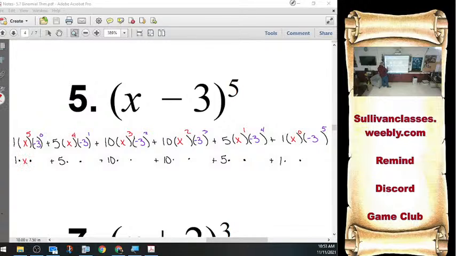Okay, I know that this is just x to the 5th, x to the 4th, x to the 3rd, x to the 2nd, x to the 1st, and 1. But this part is 1, negative 3, positive 9, negative 27, positive 81, negative 243. Exponents come before multiplication.